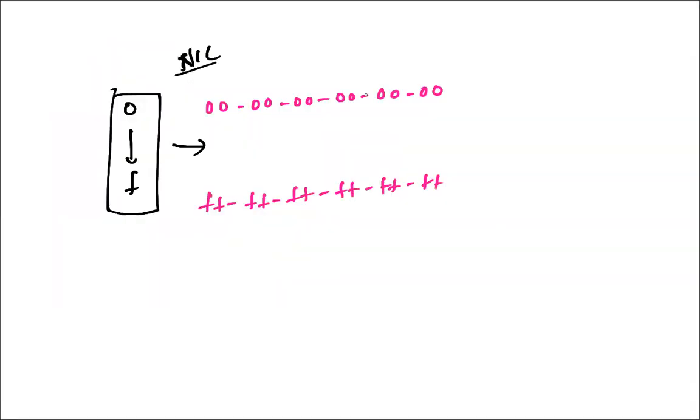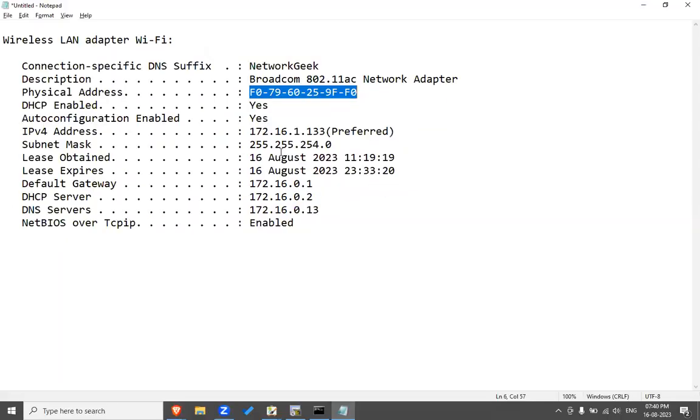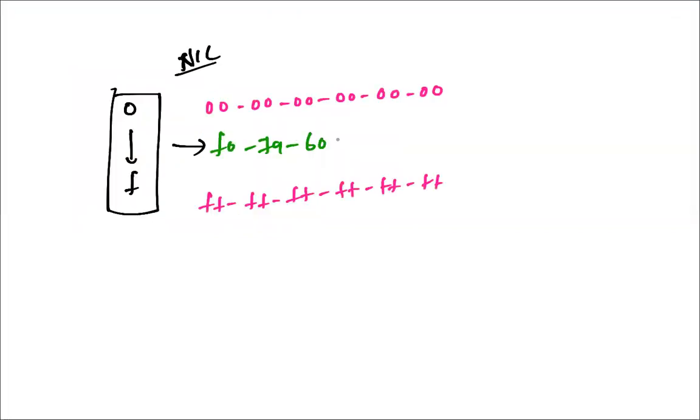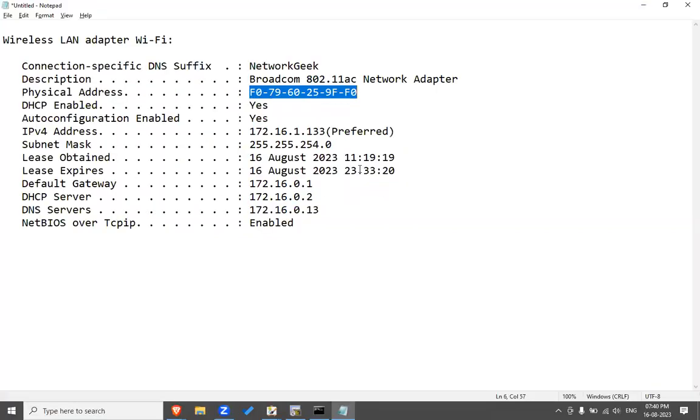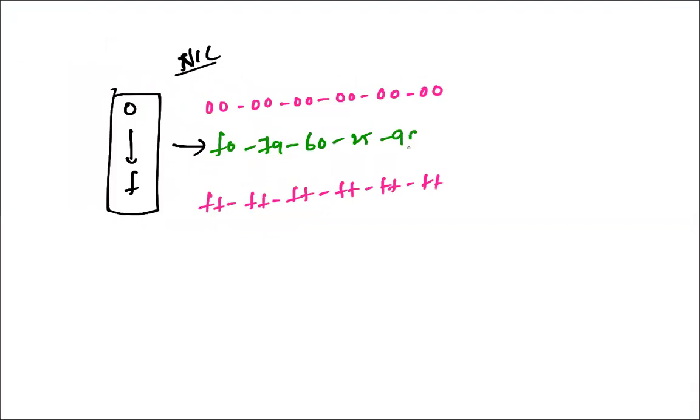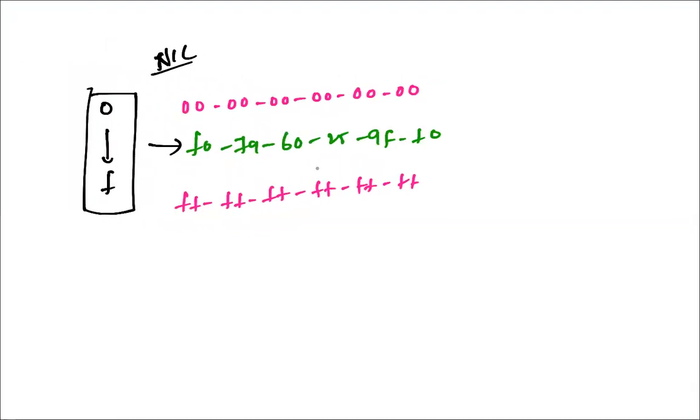Whereas IP addresses are not physical. You can change the IP if you want, but you cannot change the MAC address. So let me take my MAC address as an example. I'm just going to quickly finish this MAC address concept and get into the next topic. F079... 25.9f.f0. Okay, so this is my MAC address.